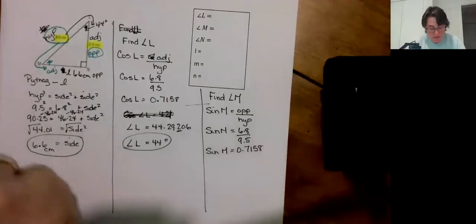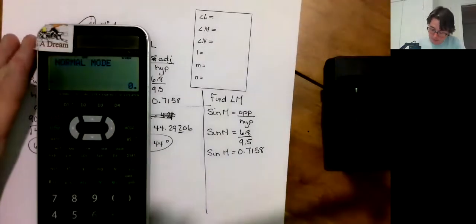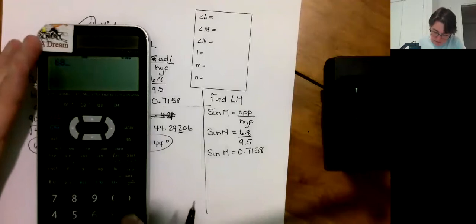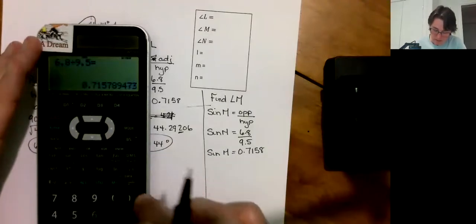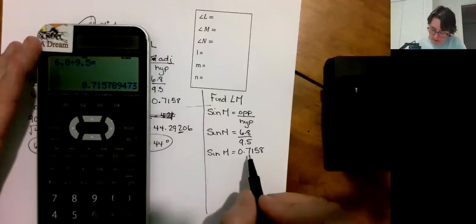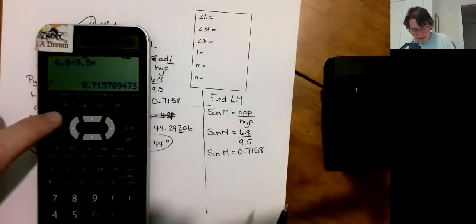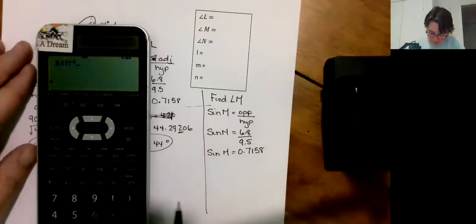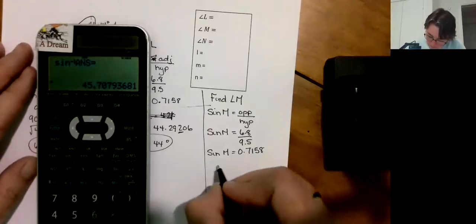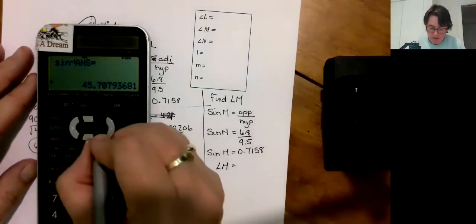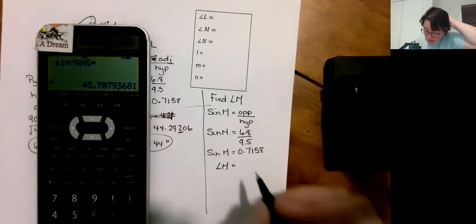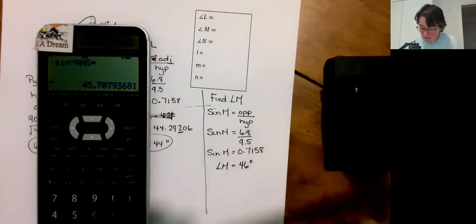So sine M is going to be 0.7158. Let me show you: 6.8 divided by 9.5. Oops. There you go. 0.7158, just like before, and then I can do second and sine. And I'm going to get angle M is equal to 45.7. So that's 46 degrees. And there we go.